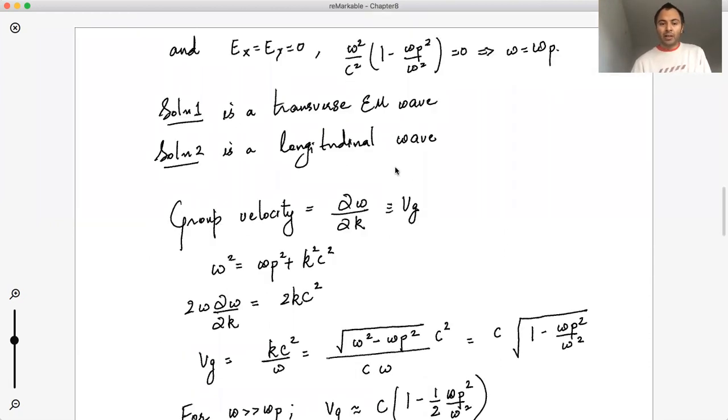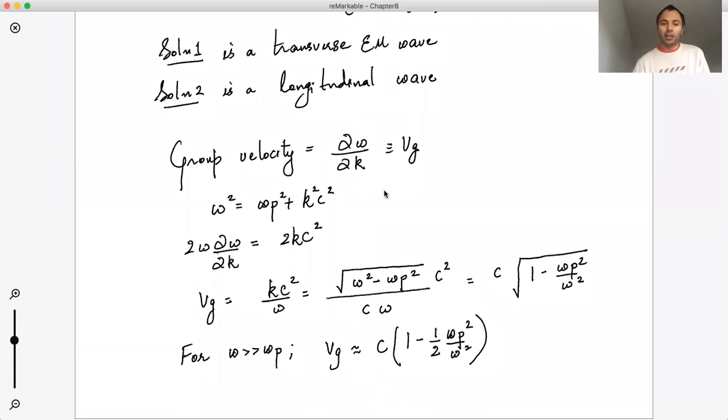Okay. One interesting thing which I'll introduce here is group velocity. So group velocity is the speed at which information propagates in a wave. You can think of this as the speed at which a band limited signal can propagate. So a signal with a finite bandwidth, right?